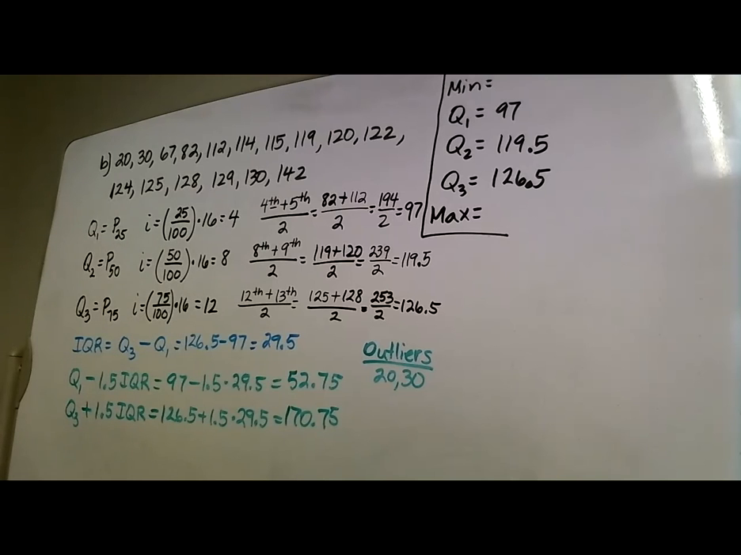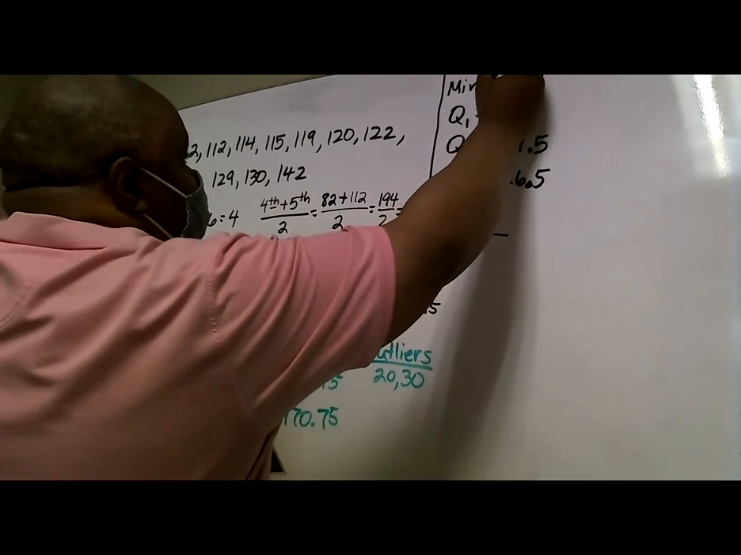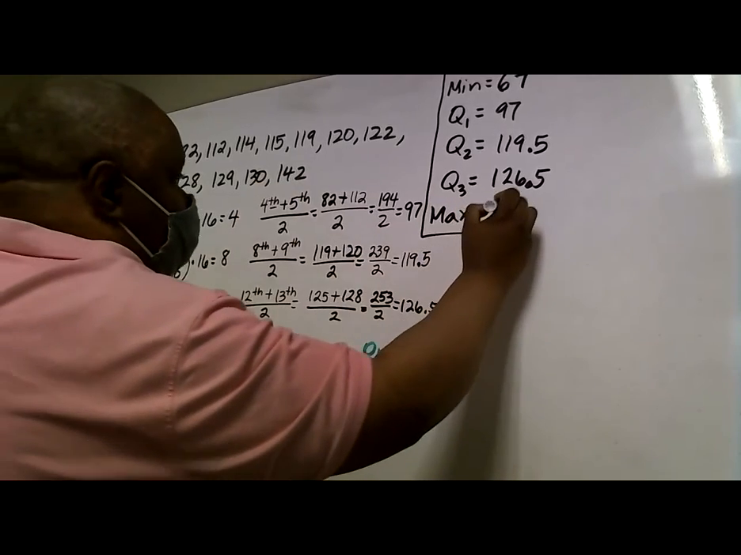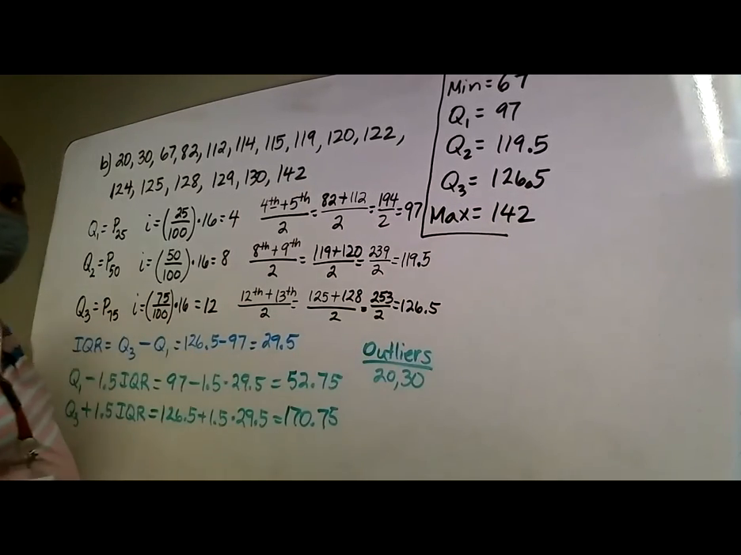No. So the only outliers are 20 and 30, which means if these two are outliers, then 67 has to be the minimum. And of course, for the maximum, that'd be 142. Any questions about what I just did here?